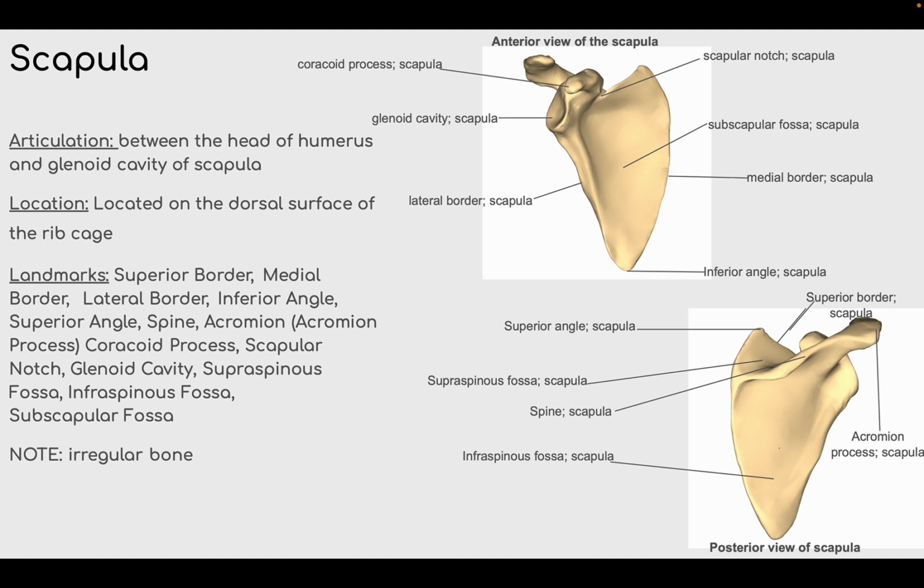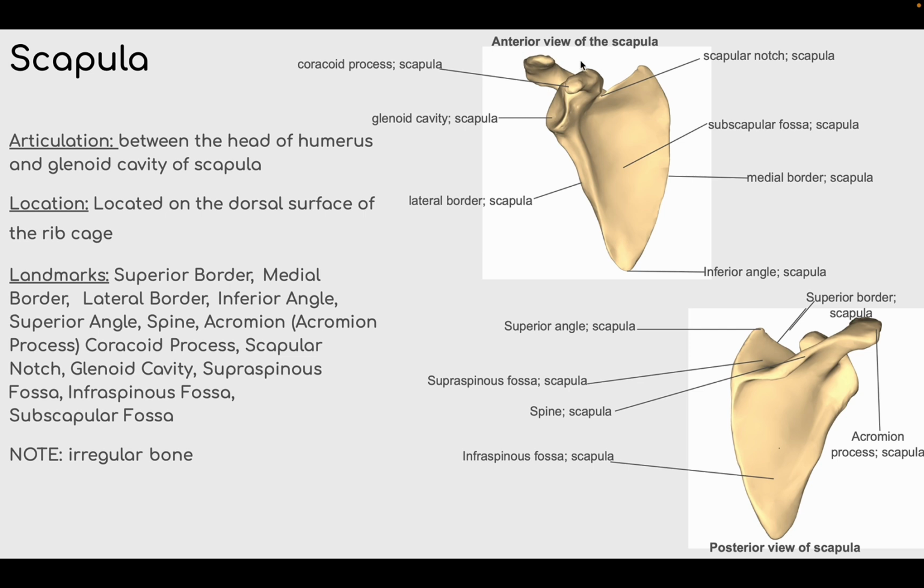Now starting off with the scapulae, they are also known as the shoulder blades. They are located on the dorsal surface of the rib cage, and the articulation is between the head of the humerus and the glenoid cavity of the scapula. The landmarks include the superior border, medial border, lateral border, inferior angle, superior angle, spine, acromion process, coracoid process, scapular notch, glenoid cavity, supraspinatus fossa, infraspinatus fossa, and the subscapular fossa. And note that this is an irregular bone.